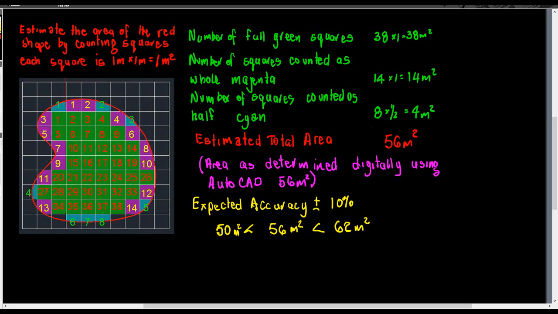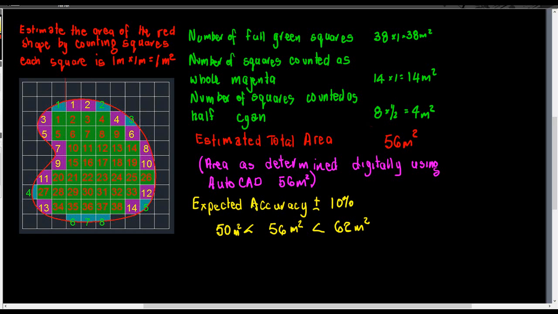Then I've looked at the cyan squares, and I've counted them as approximately half squares. So they're not really tiny squares, but around half a square in each one of those. I've labelled them consecutively, and there's 8 of those. I'm only going to count them as half a metre each. So 8 times a half is 4, and then the estimated total area of the shape, when we add that up, is 56 square metres.